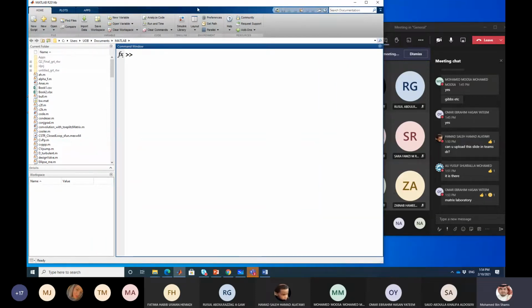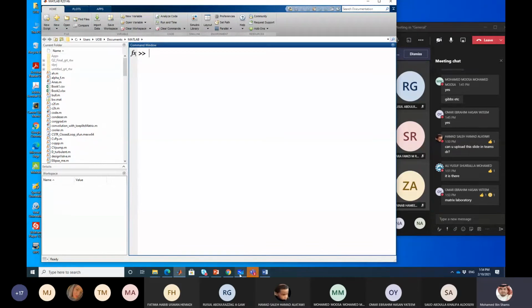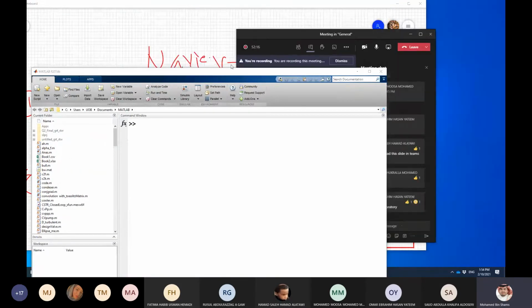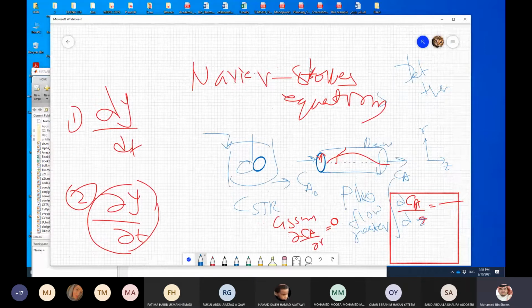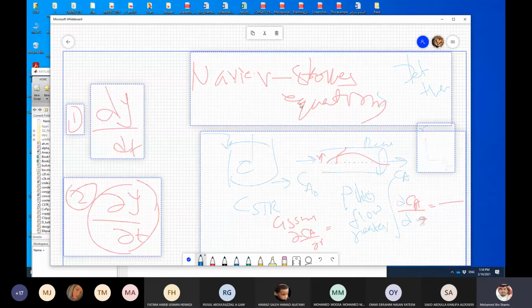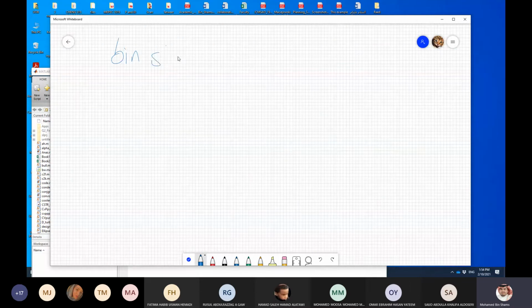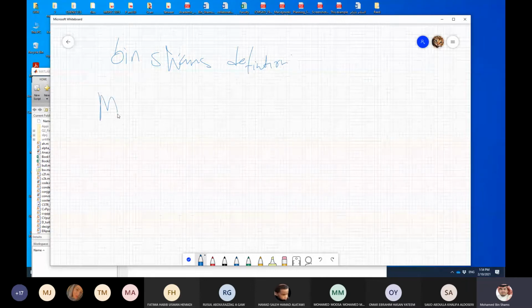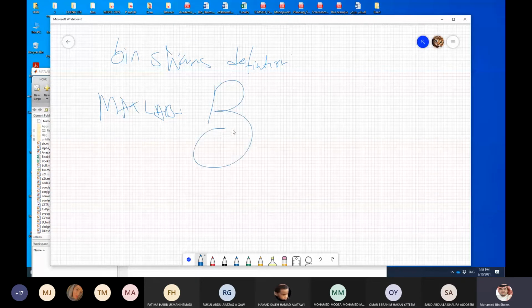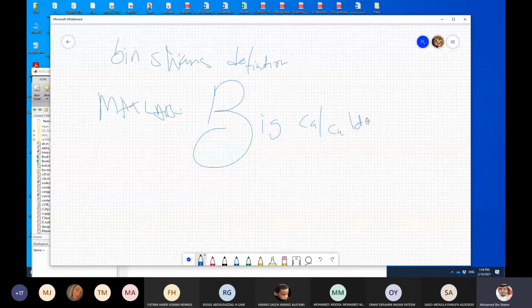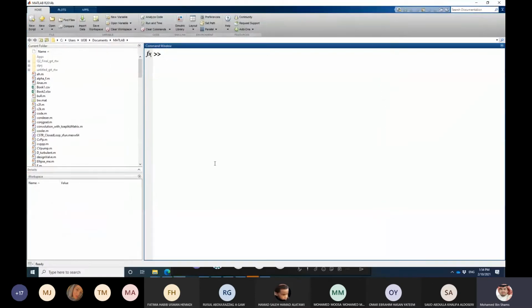I prefer to define MATLAB as the big calculator. This is my, well, Bin Shams' preferred definition of MATLAB. So I define MATLAB as a big calculator. Anything that you need to calculate, you can do it in MATLAB.